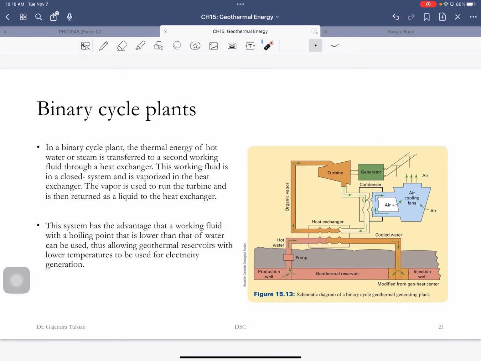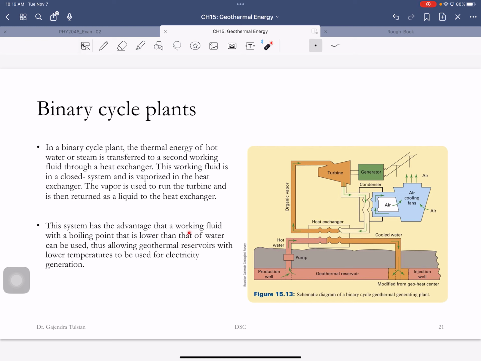So in binary cycle plants, the thermal energy of the hot water or steam is transferred to a second working fluid through a heat exchanger. So this is hot water coming up, there's the heat exchanger, and there's the alcohol, some organic compound, flowing through. That vaporizes, and that vapor is turning the turbine. Again, you use this when the stuff coming up is not too hot.